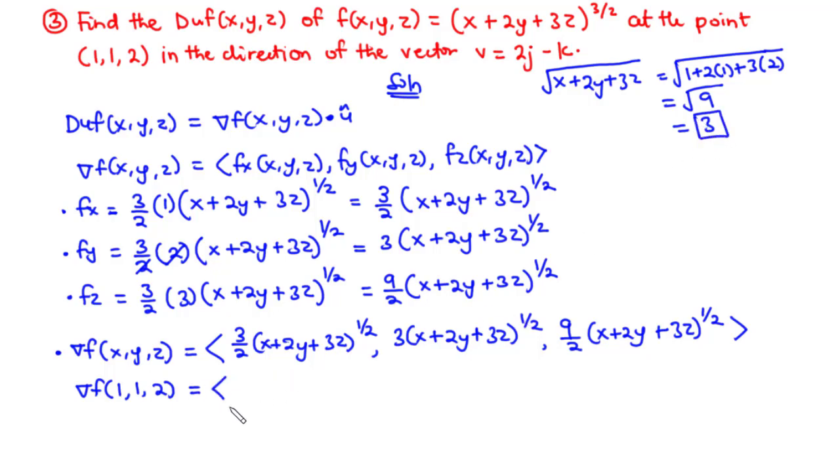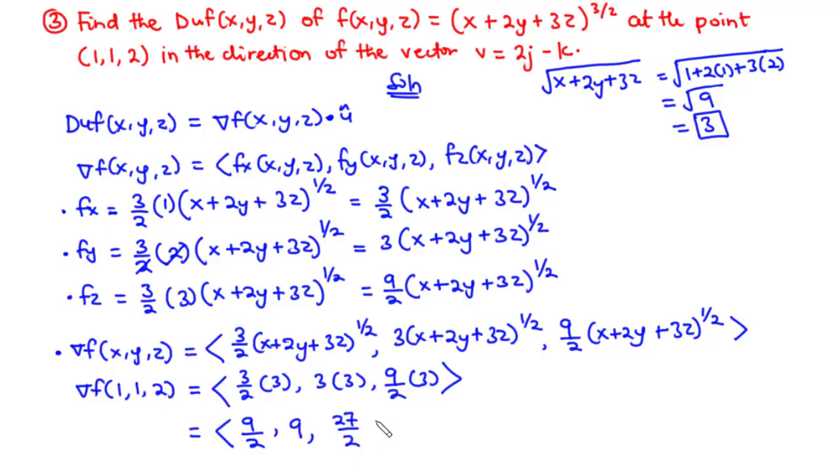So therefore we can have this to be 3 over 2 times 3, comma, 3 times 3, comma, 9 over 2 times 3. And that becomes 9 over 2, 9 times 3 is 27, so 27 over 2. So basically this is the gradient of the function at the point (1, 1, 2).